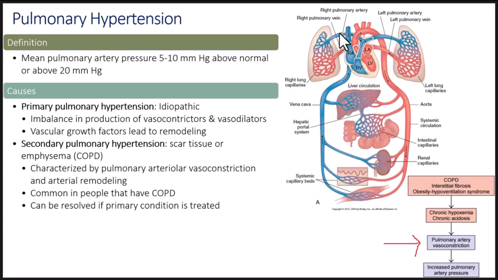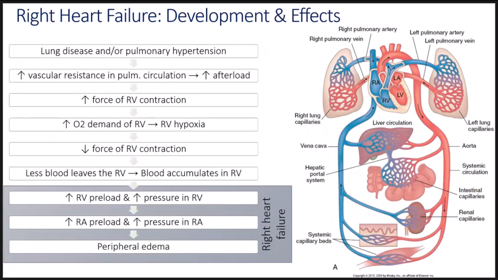Now, if the pressure here is sustained long enough, like anything, it can start to remodel to adapt to it. But if we can correct the primary condition, what is the main problem? In this case, the scar tissue or the emphysema, if we can correct the problem or at least reduce the severity of it, then the pulmonary hypertension that resulted can also be corrected.